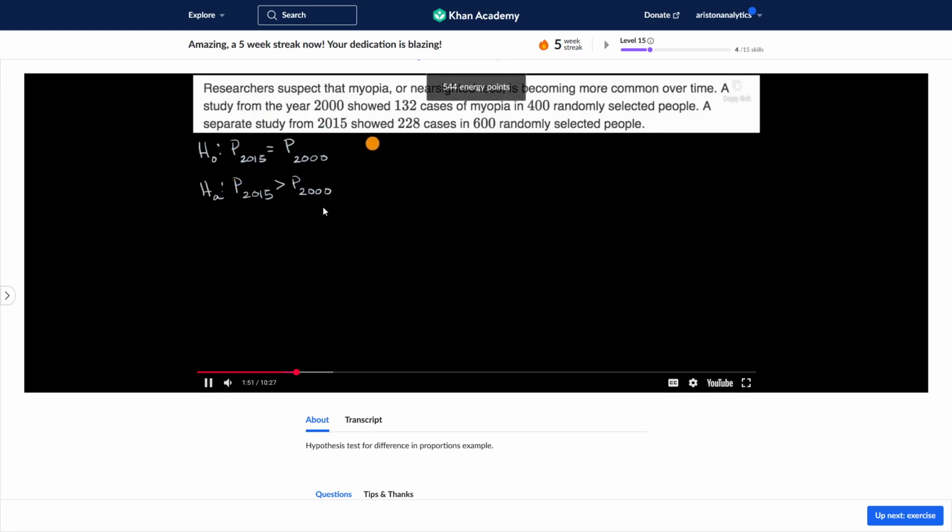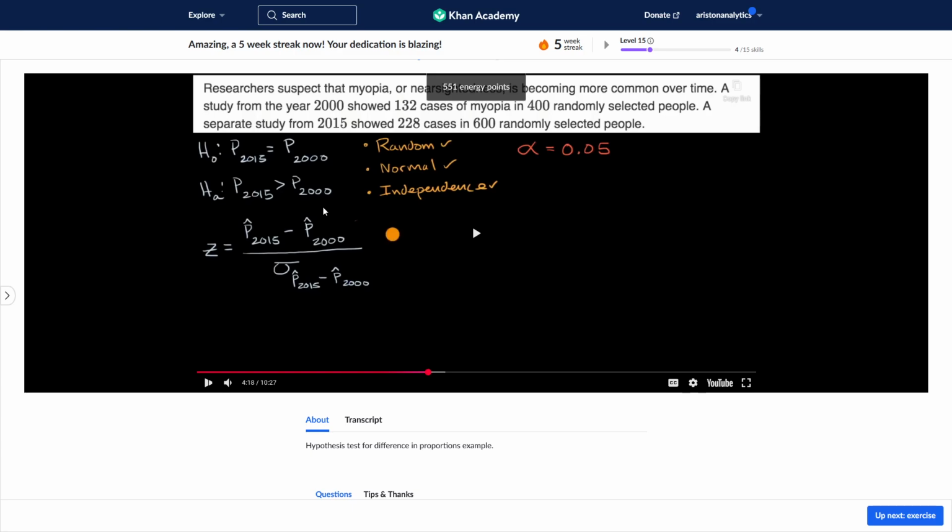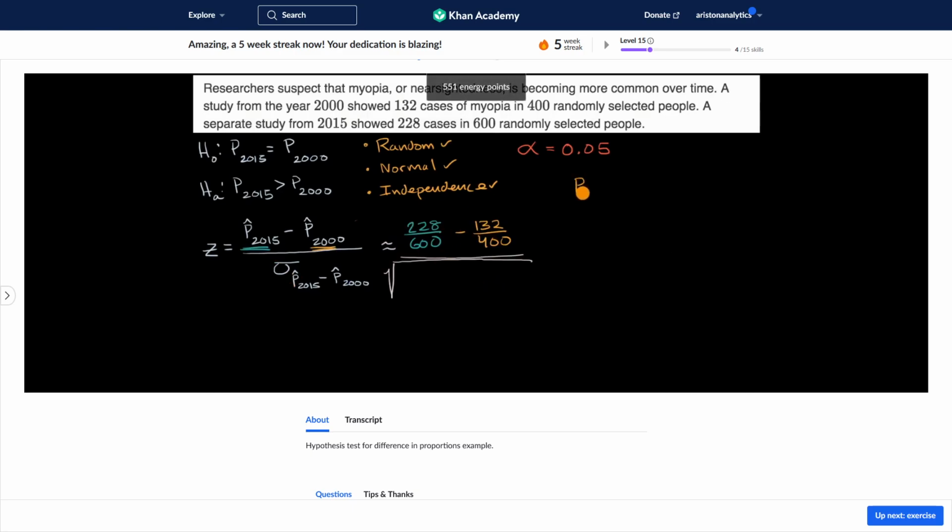You have to look at your conditions for inference, and we've done this many times. We set a significance level. Now, to estimate the standard deviation of the difference, we use the combined proportion, which we could write as p hat sub c. And the reason why we use the combined proportion, we talked about in previous videos on the difference between proportions.